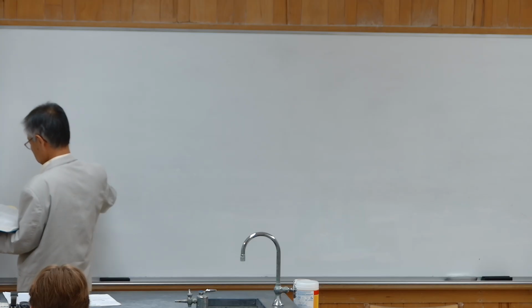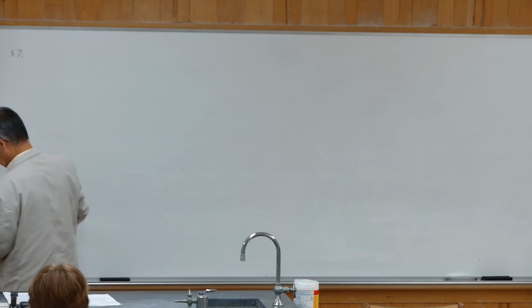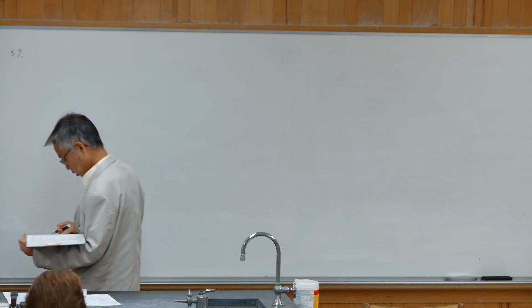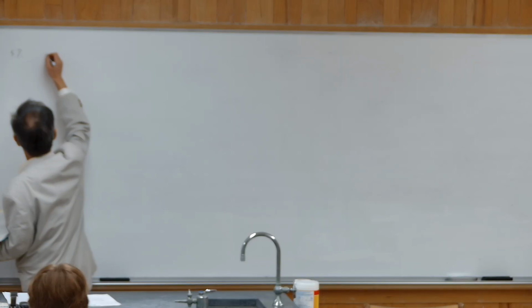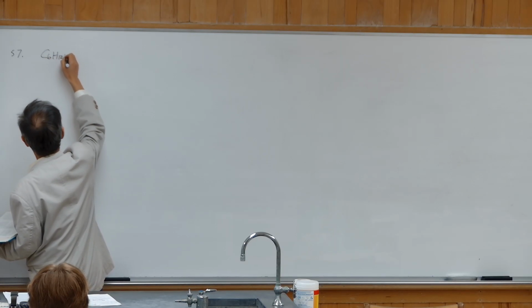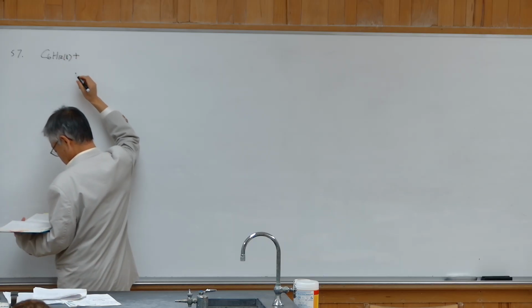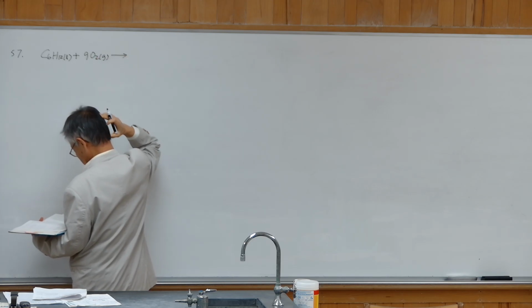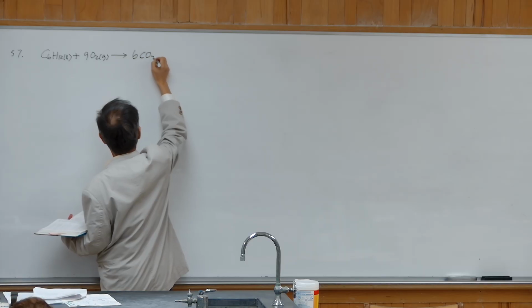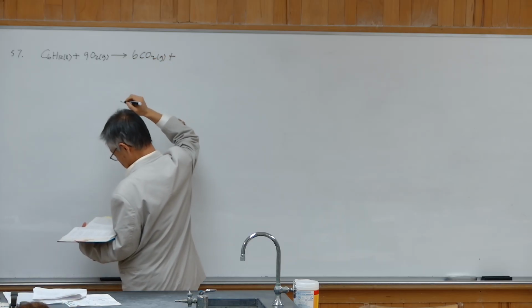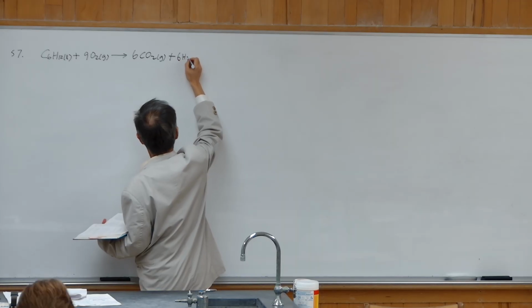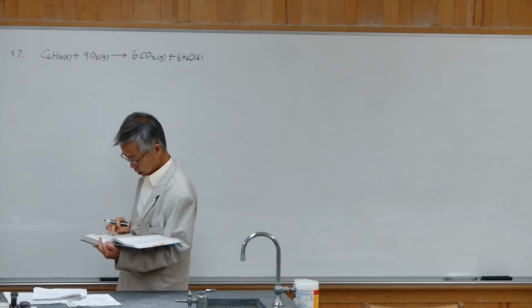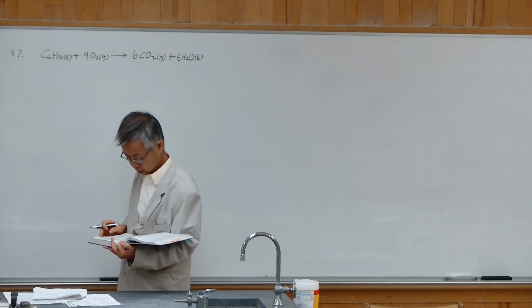Question 57. Calculate the reaction enthalpy change from the standard enthalpy of formation for this reaction: C6H12O6 liquid reacts with 9 oxygen gas to produce 6 carbon dioxide and 6 liquid water. As you calculate the standard enthalpy of the reaction, right?